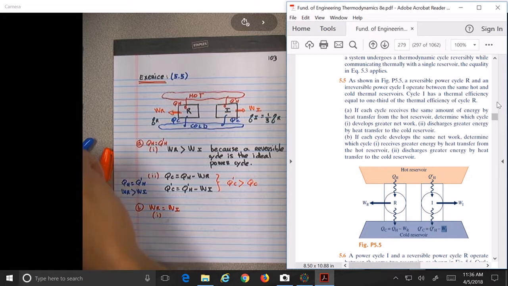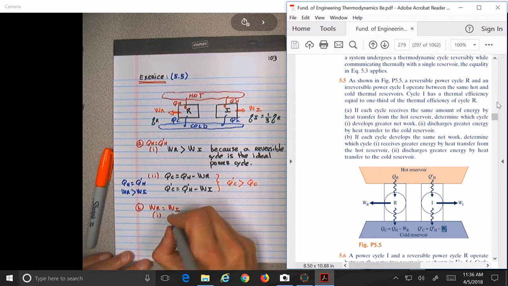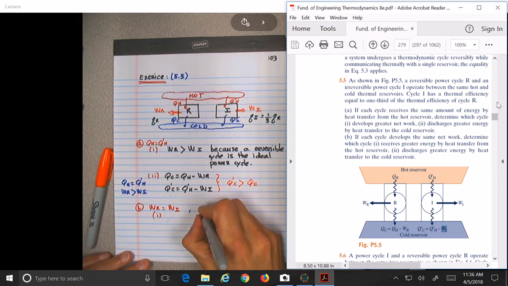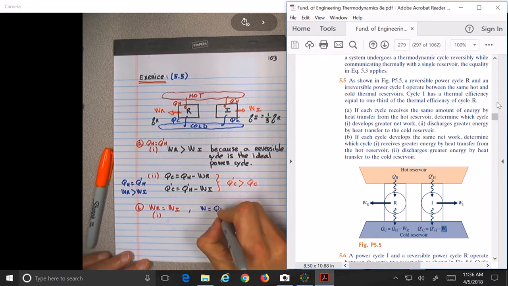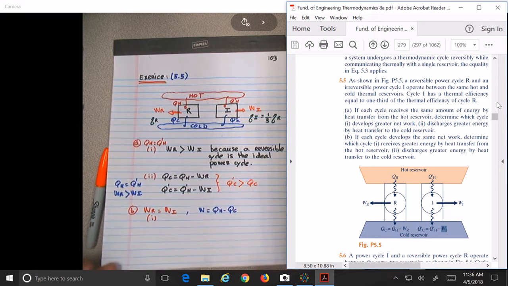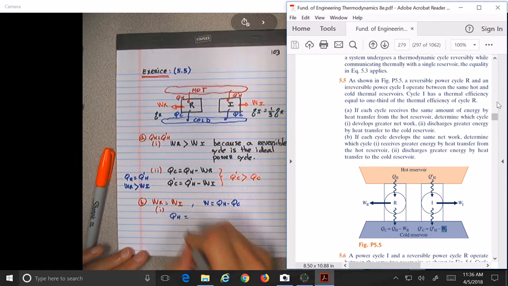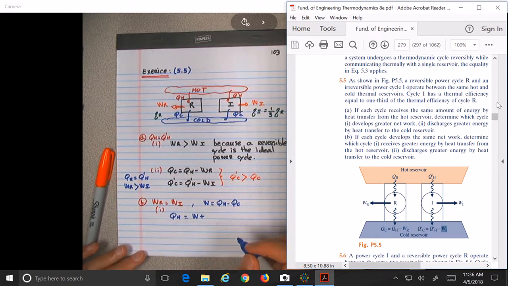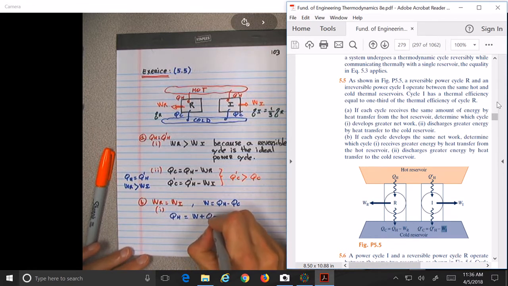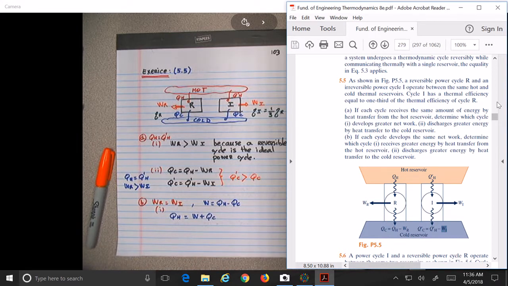Okay, so if we do that, basically what we could rewrite this equation here as what? We know that W for any case would be equal to what? Q hot minus Q cold, no? So from this equation we could write down, let me just make some space, Q hot will be equal to what? Work plus Q sub C. Yeah? So this will be the general equation.